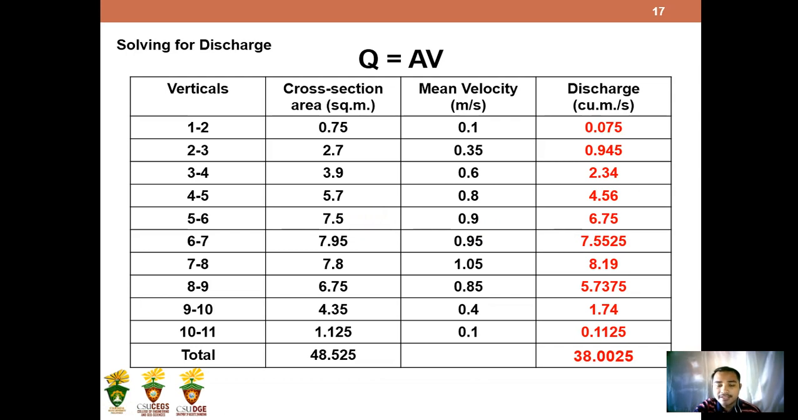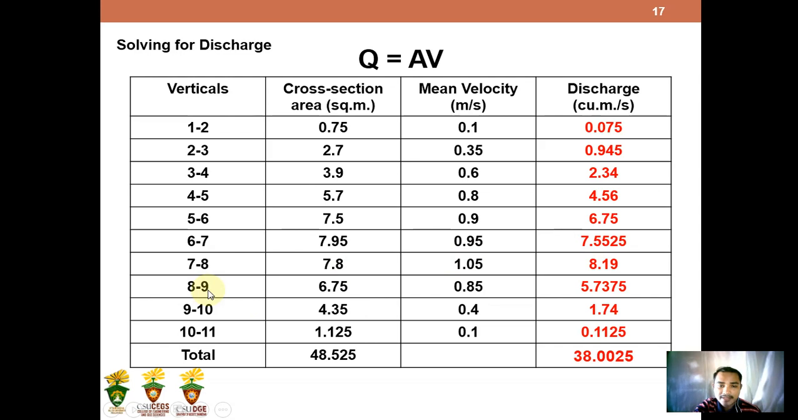And for the verticals between 6 to 7, we have cross-sectional area of 7.95 and mean velocity of 0.95. So we have the discharge of 7.5525. Vertical 7 to 8. So we have the cross-section of 7.8 and mean velocity of 1.05, which results in the discharge of 8.19 cubic meter per second.